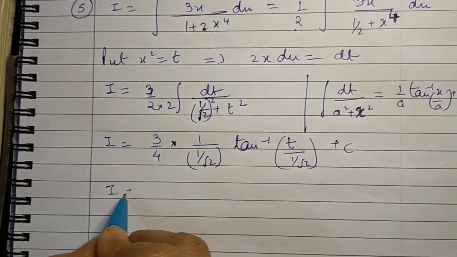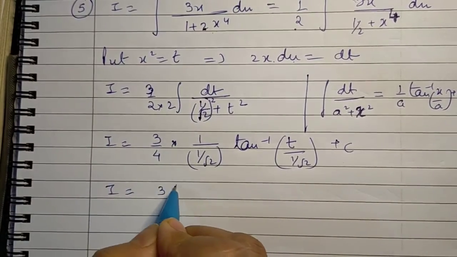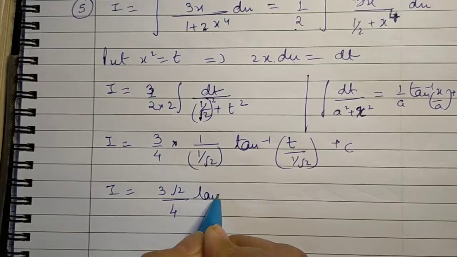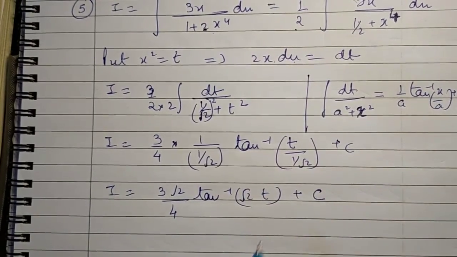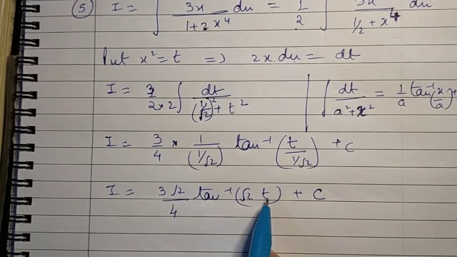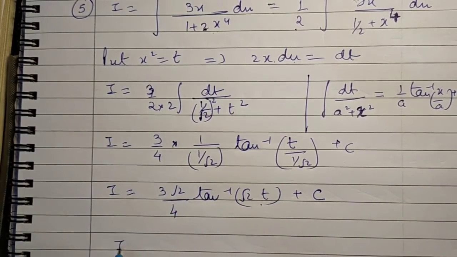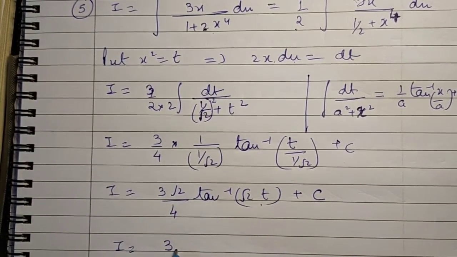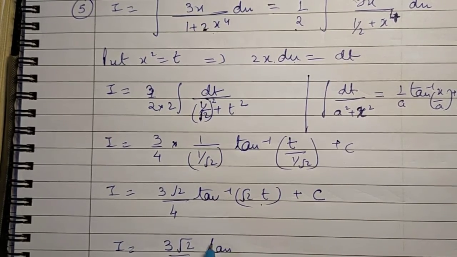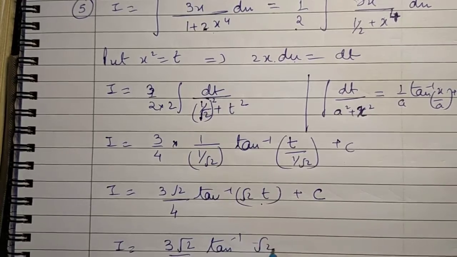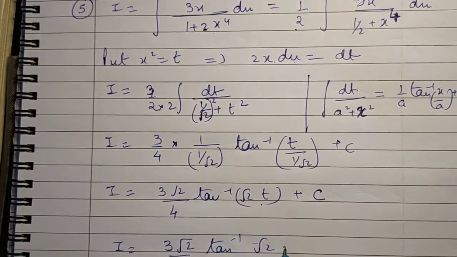Now we simply simplify it. We get 3 root 2 upon 4 tan inverse root 2 t plus a constant. Substituting the value of t, we get I is equal to 3 root 2 upon 4 tan inverse root 2, in place of t, we will have x squared plus a constant.